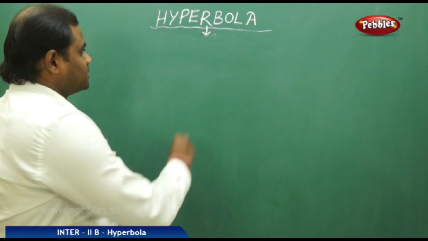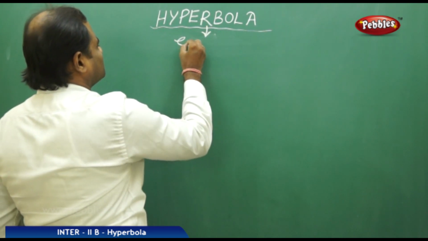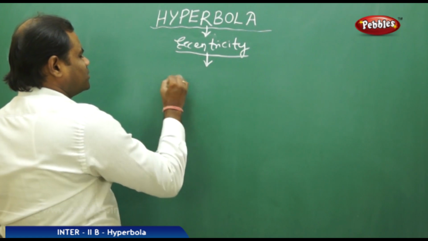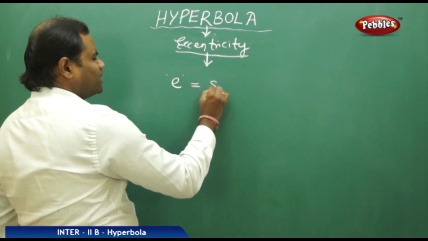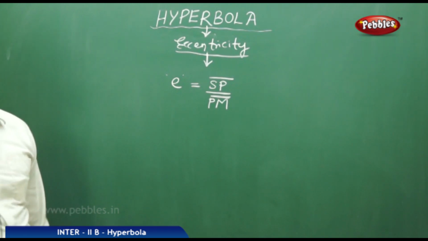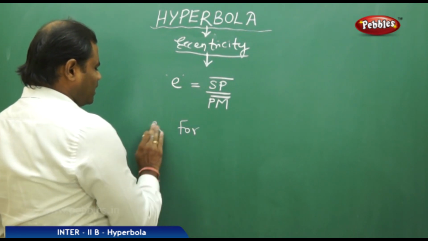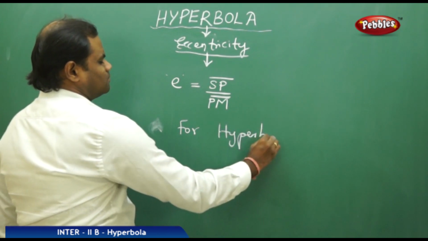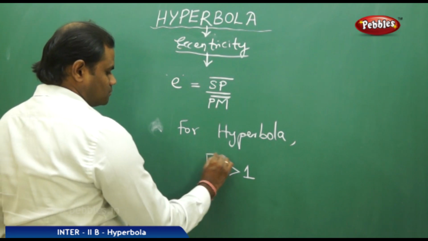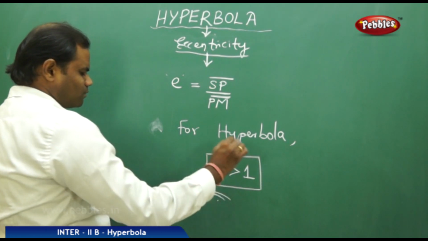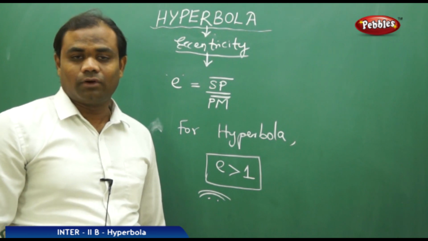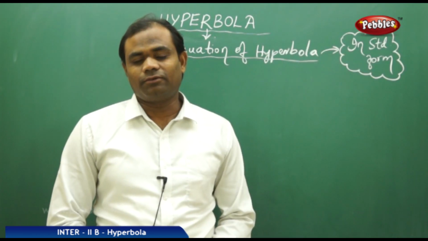Now let's see the eccentricity of the hyperbola. The eccentricity is generally denoted by e, which is nothing but the ratio SP by PM. That is how we define the eccentricity. And for a hyperbola, the condition is that e is greater than 1. e is greater than 1 for a hyperbola. Now let's see the equation of the hyperbola.